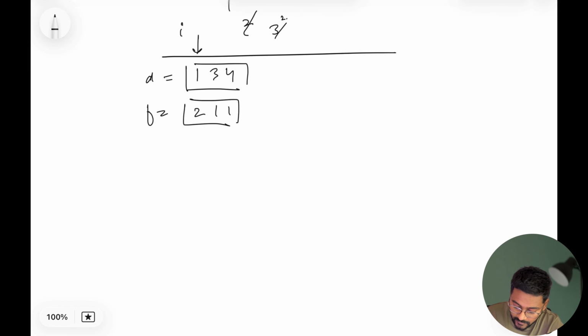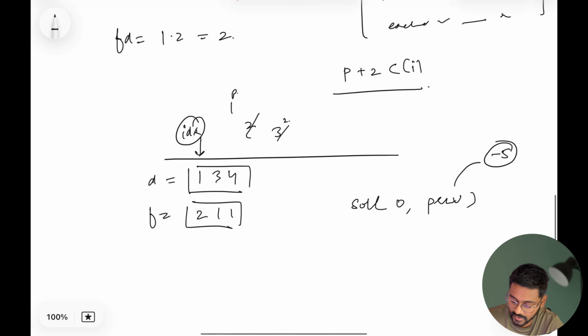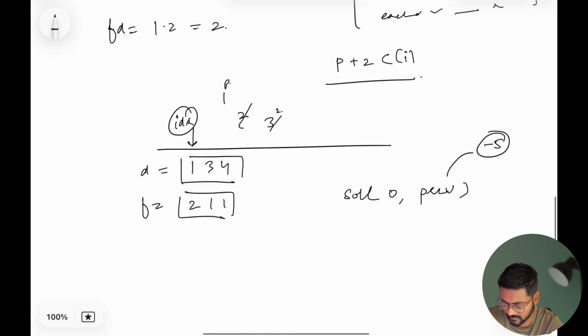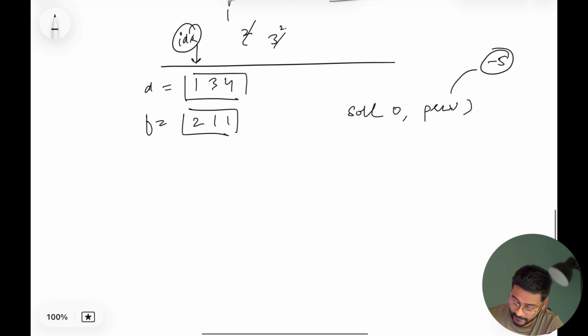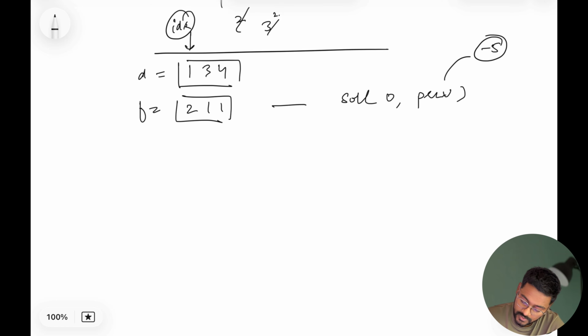Start including element from this index, and this index is 0. So solution from this index. I also need to keep track of the previous item. Let's say the previous item is -5, because the values are always positive given in the constraints. What should be the return type? Integer. Total damage that I can form. So at this index 0, I have 2 options. I can include it in the answer or I can exclude it.